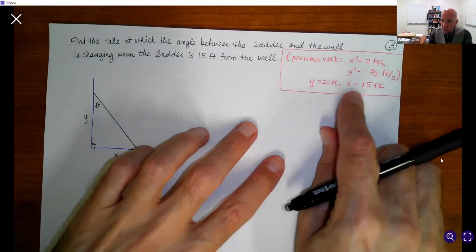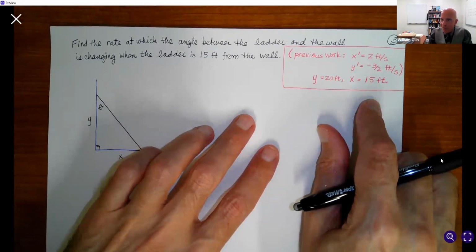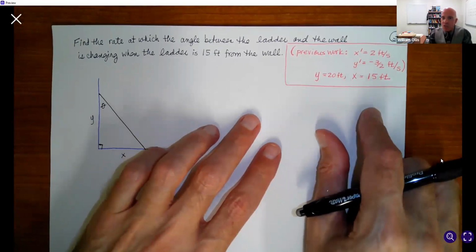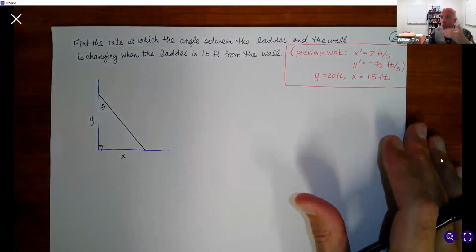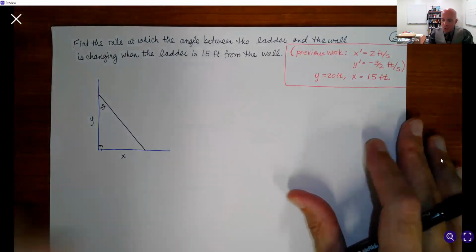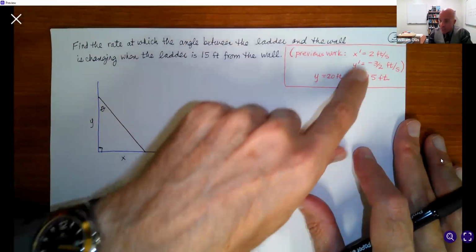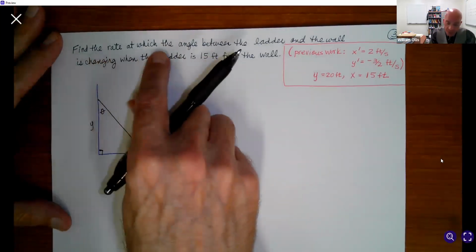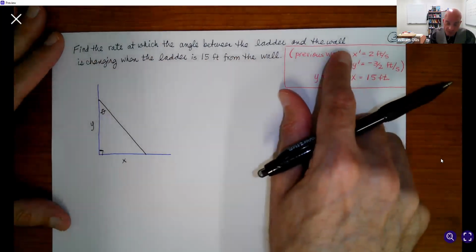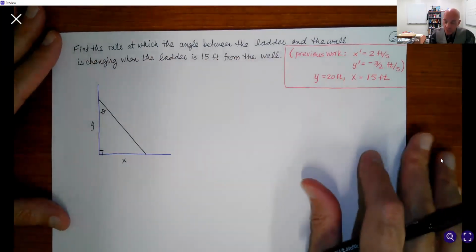Now, the next one, we want to continue with the ladder. And what I've done here in red, I've just written everything that we remembered from the last calculation. We often just know when problems have several parts, the later parts, like part C, may be dependent on parts A and B. So what I've done here is just write previous work and all of the details that we had from the last part. And what we have here, it says, find the rate at which the angle between the ladder and the wall is changing when the ladder is 15 feet from the wall.